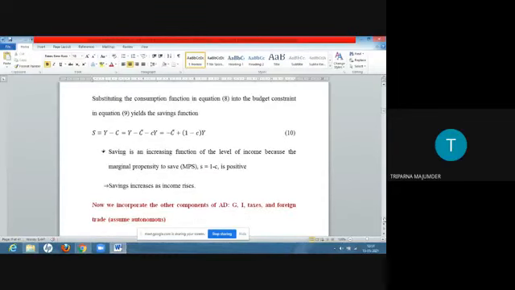Saving is an increasing function of the level of income because the marginal propensity to save, which is equal to 1 minus C, is positive. Since C is less than 1, 1 minus C is positive. So the saving function is also an increasing function of income, which implies as income increases, savings also increase.